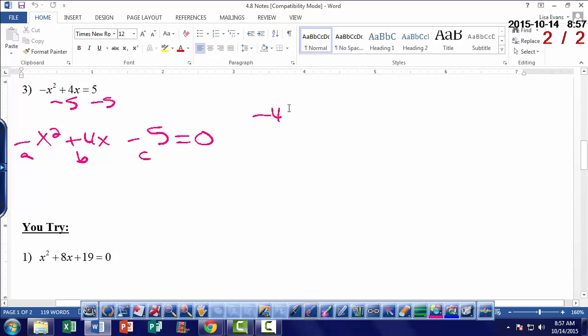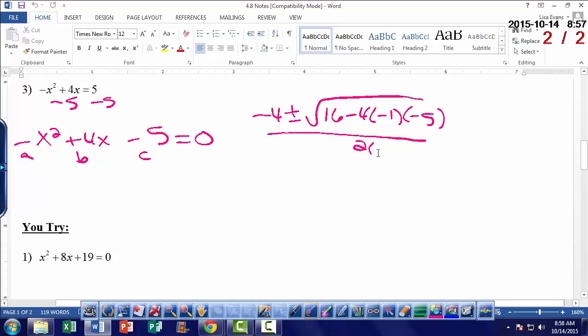So I get negative 4 plus or minus B squared, which is 16, minus 4 times negative 1 times negative 5. So what I usually do, like I said, is I simplify the square root. So I get negative 4 times 1 times negative 5 is negative 20. So I end up with 16 minus 20, which is negative 4.